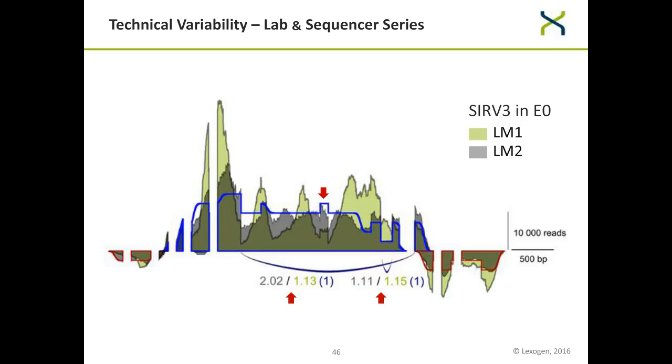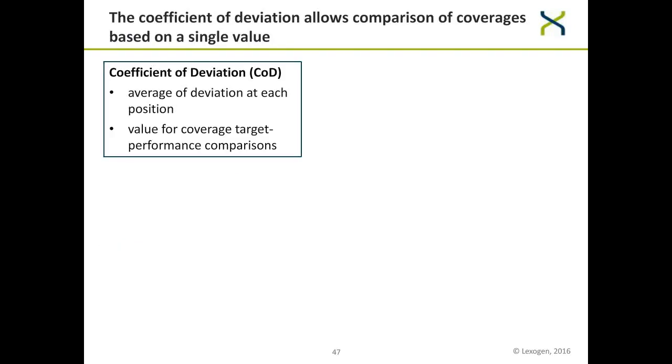Now it would be nice to not always have to overlay these coverages and do this for all the genes, even if it's only for the 7 SIRF genes, but to derive a single value describing this coverage. And that's what the coefficient of deviation does. So the coefficient of deviation is a value for the coverage target performance comparison. It is derived by calculating the average of deviation at each position. And this is maybe best illustrated by examples.